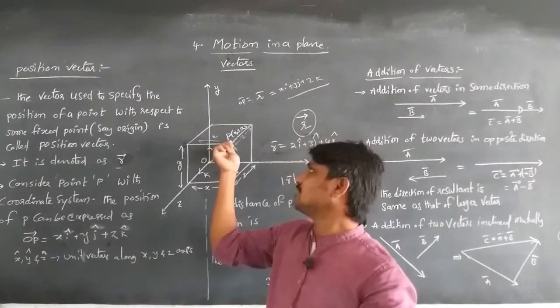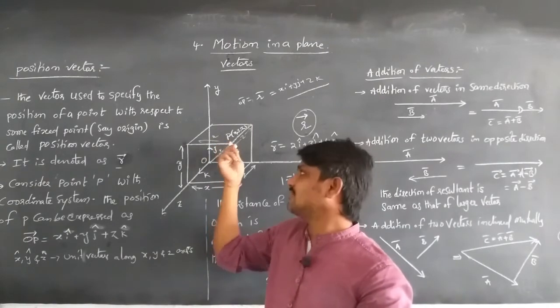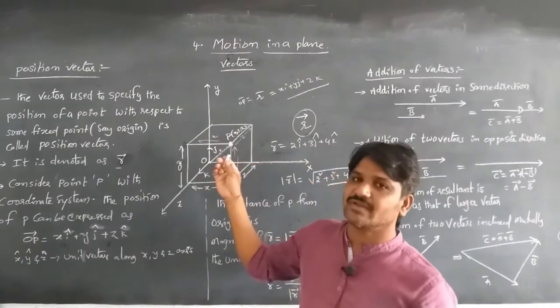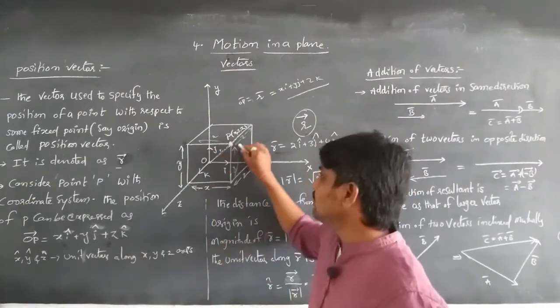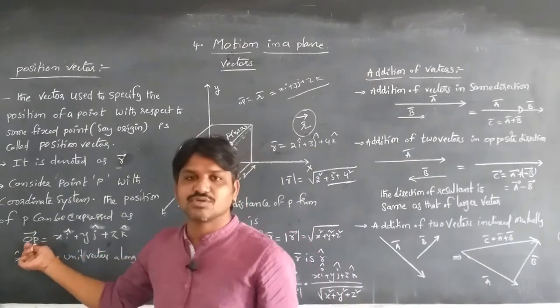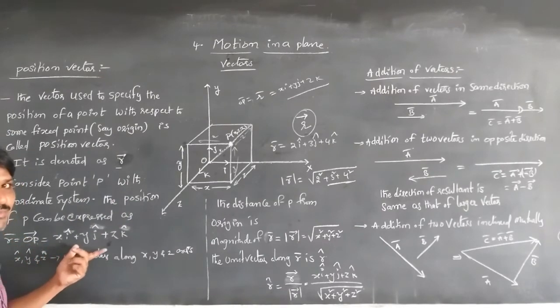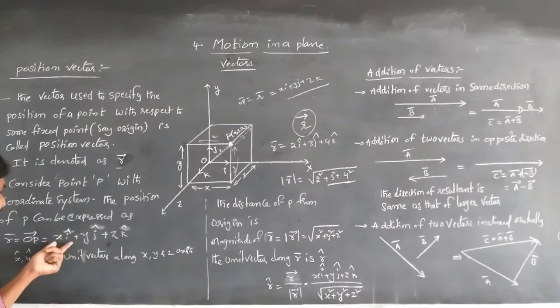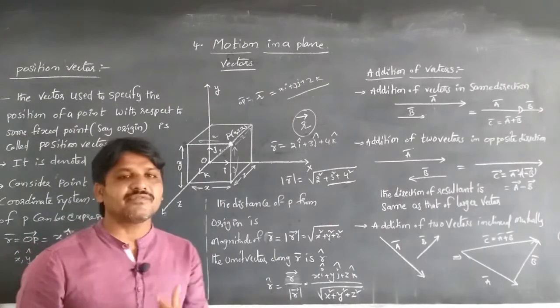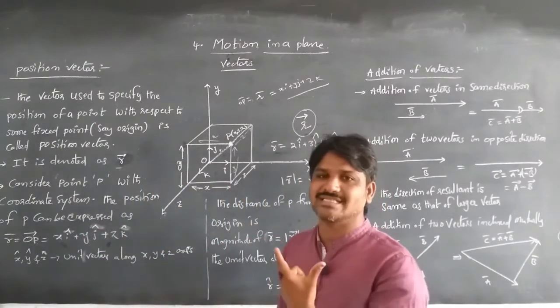Here we are considering P as the point whose position vector we want. According to the coordinate system, we can express the position of P. So OP is the position vector, which can be expressed as r bar is equal to OP bar is equal to xi plus yj plus zk. Here i cap, j cap, k cap are the unit vectors along the directions of the x, y and z axes.